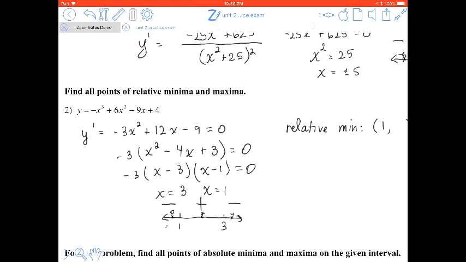So if we go back up to the original function and plug in a 1 for all of those x's, we're going to have -1 plus 6 minus 9 plus 4. So that's -1 plus 6, that's 5. 5 minus 9 is -4 plus 4. That's going to give us a 0. So 1 comma 0 is the relative min.